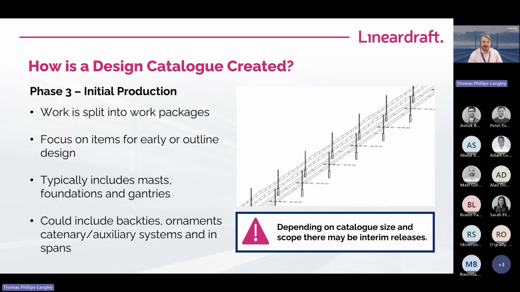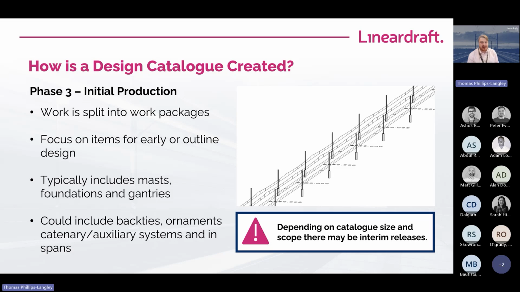Phase 3 is where the initial production of the catalogue begins. So for this to happen, all of the necessary work will be split into a number of smaller work packages, which can then be tackled sequentially. The initial catalogue release from this phase will be focused on items that are required for early or outline design, and typically this will include the creation of masts, foundations, and gantries as a minimum. It could also include back ties, ornaments, catenary/auxiliary systems, and inspans, but this is dependent on the scale of work required for each of those groups of items.